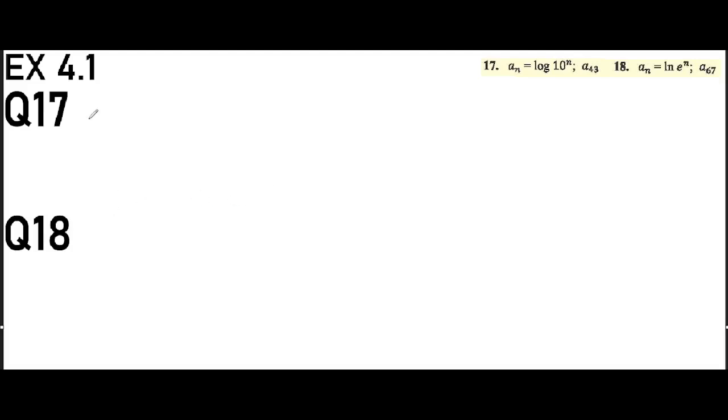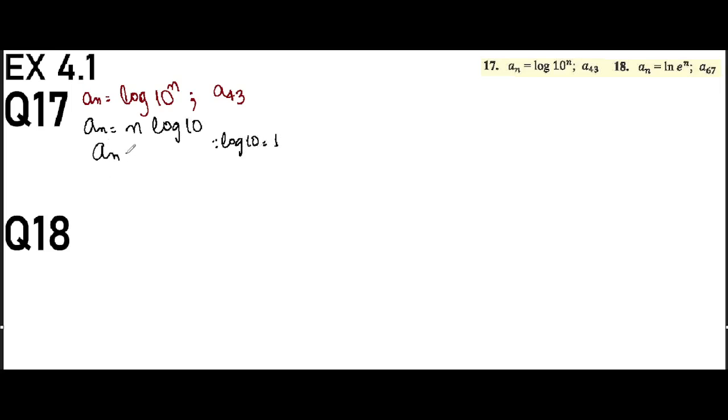Bismillahirrahmanirrahim. We are going to start question number 17 of exercise 4.1, which is a_n equals log 10 raised to the power n, and we have to find the 43rd term. Power comes in front of the log, so we write it as a_n equals n log 10, and log 10 equals 1. So a_n equals n, where n is 43, and so a_43 equals 43.